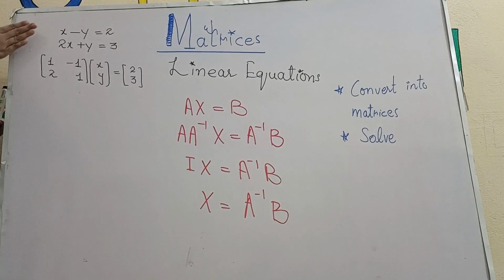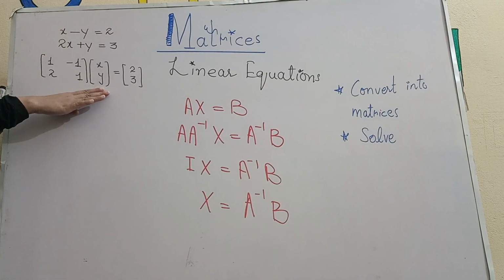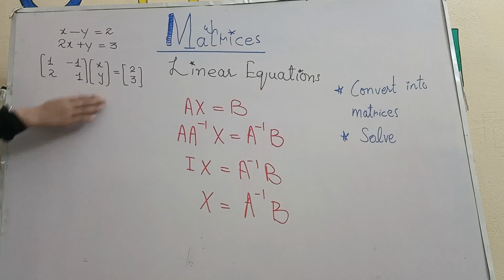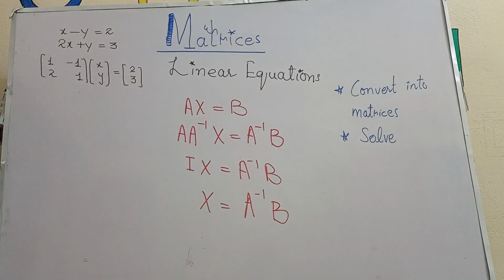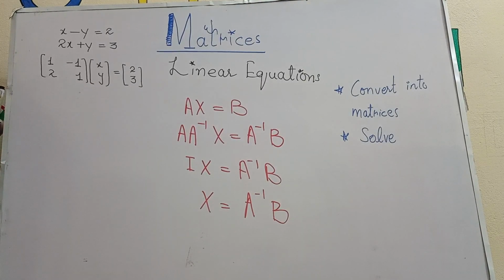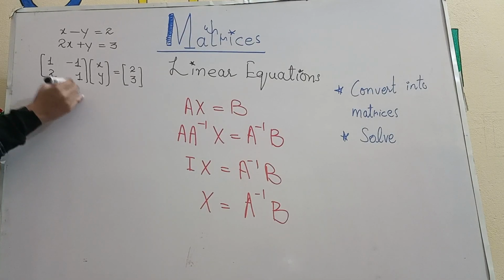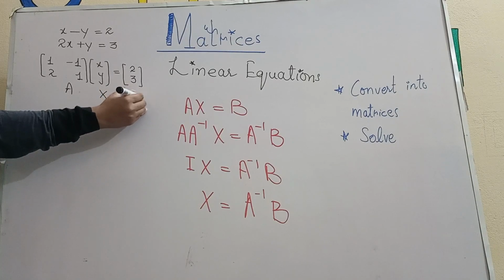What method is used? We first write the coefficients of the variables into a matrix along with their signs. Then we create a matrix that only contains the variables, and the right hand side elements are written in a matrix. So in this way we have three matrices. We can name them. Suppose this matrix is A, this matrix is X, and this matrix is B.